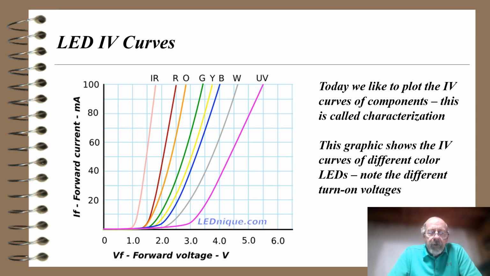So the first one you see is IR for infrared. On the far right you see UV for ultraviolet. Those are again out of the visible range. Then we have red, orange, green, yellow, blue, and white LEDs. And again, they all have a different turn-on voltage. That is the voltage you have to apply before they start emitting. And notice that once they start emitting, the curves are somewhat linear, but not quite exactly linear. And they're certainly nonlinear as they turn on.